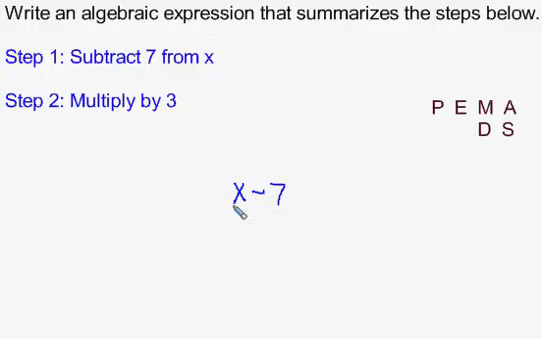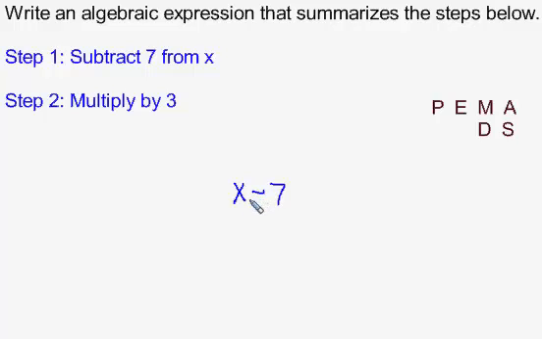Because there's no equal sign, we do not call this an equation, we call it an expression. If it was just a number, we'd call it a numerical expression, but since it involves a variable, we call it an algebraic expression. So I'm done with step 1. This is the algebraic expression that represents subtracting 7 from x.